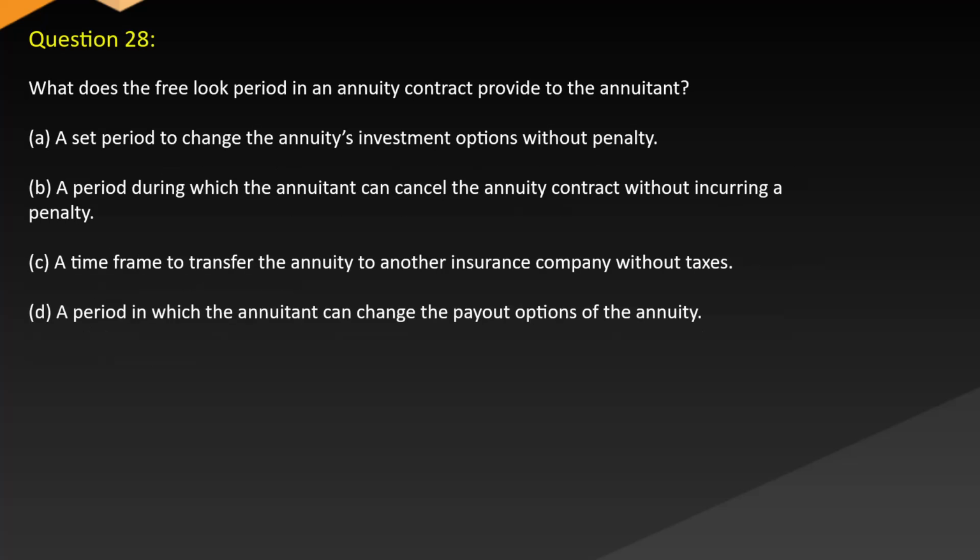Question 20. What does the free look period in an annuity contract provide to the annuitant? A. A set period to change the annuity's investment options without penalty. B. A period during which the annuitant can cancel the annuity contract without incurring a penalty. C. A time frame to transfer the annuity to another insurance company without taxes. D. A period in which the annuitant can change the payout options of the annuity.